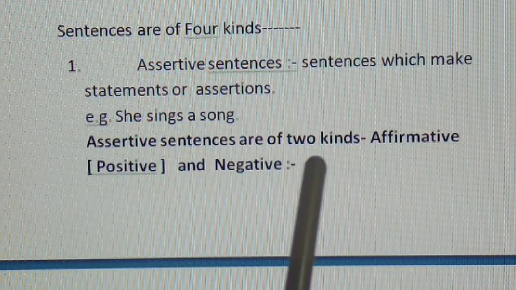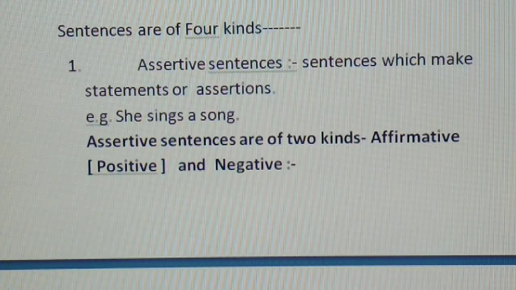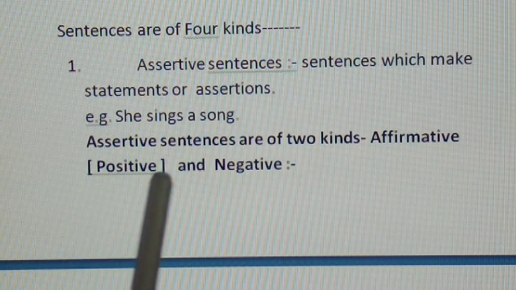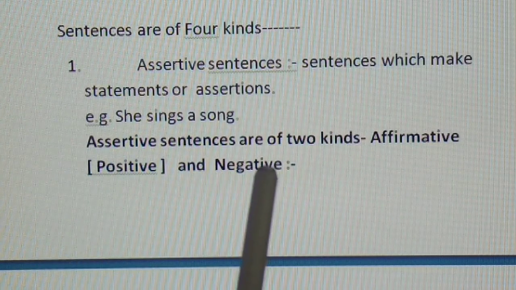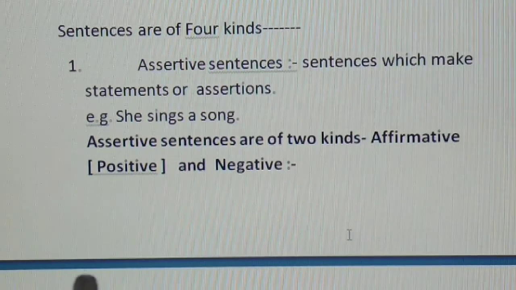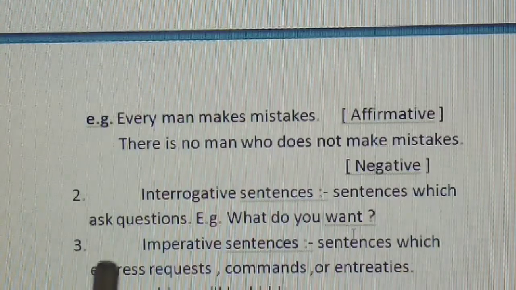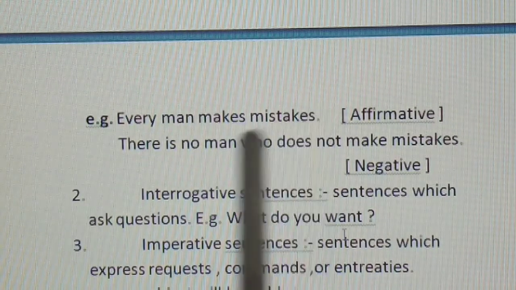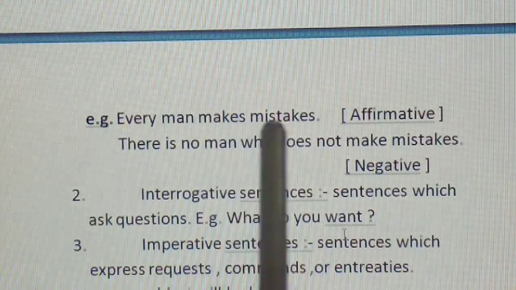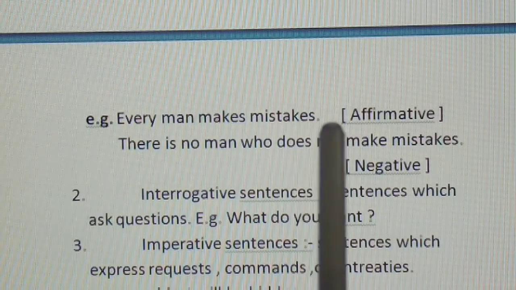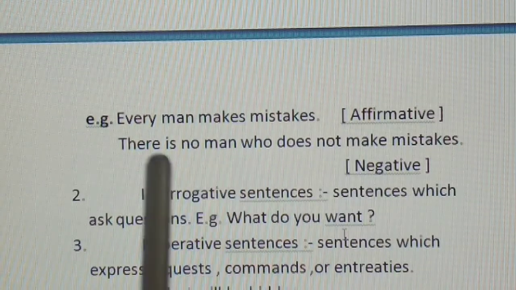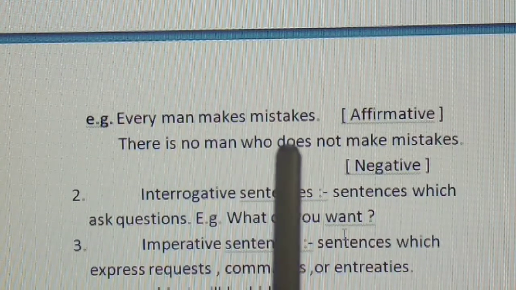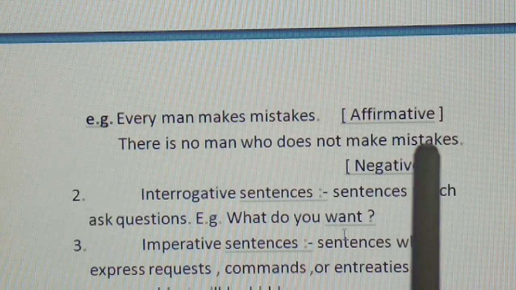Assertive sentences are of two kinds. First, affirmative, which is also known as positive, and second, negative. Right? Now, with the help of example, you can understand affirmative sentences. Here, every man makes mistakes. Right? This is an affirmative sentence. There is no man who does not make mistakes, right?